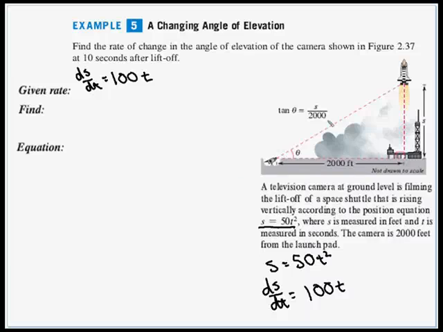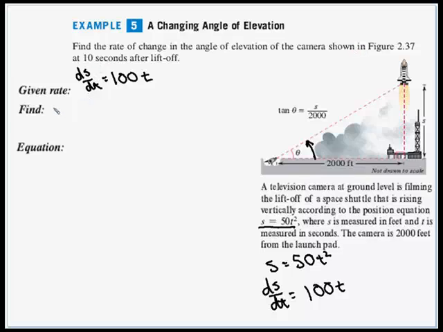Now, another thing to think about on this problem is we are looking at a snapshot in time. Find the rate of change in the angle. So we want to find how this angle is changing. If this is an automated camera, you have to program in how fast the angle changes. When the shuttle's just taking off, that angle will be rising pretty quickly. But as it gets higher and higher, the rate of change of that angle is probably going to be slowing down. Let's see here. Find the rate of change in the angle of elevation.